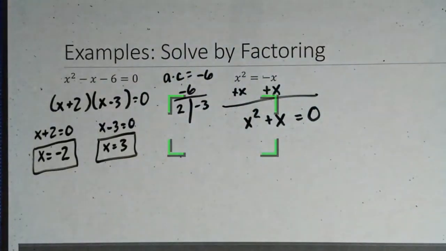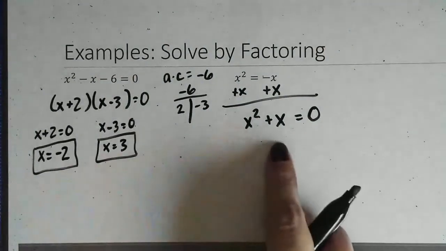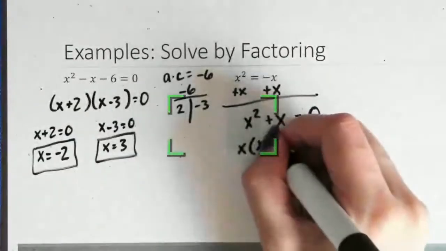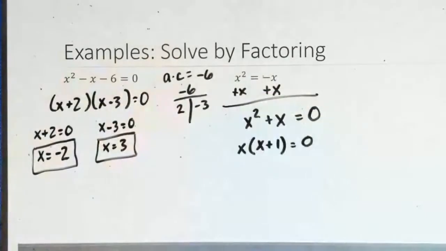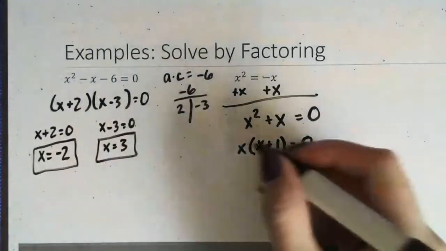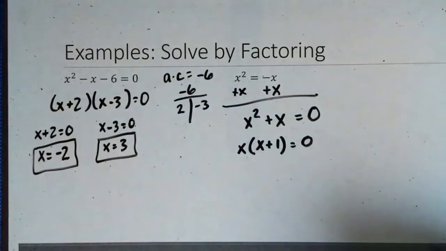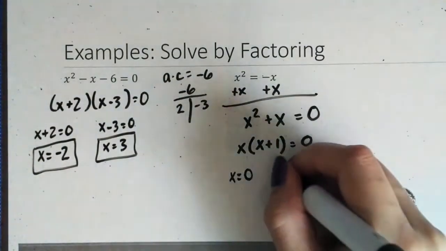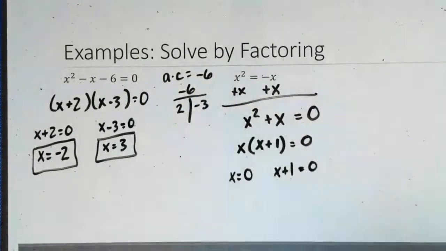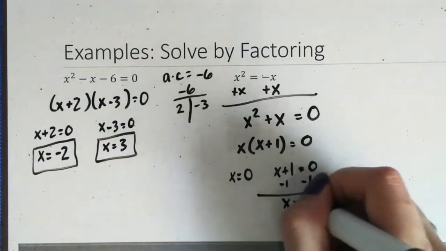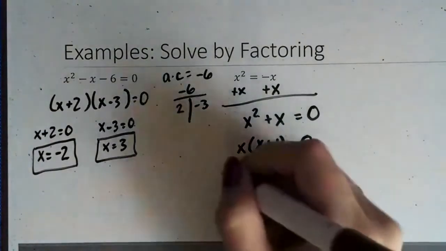Our first step in factoring always is to check for a greatest common factor. Well, between my x squared and positive x, I can factor out an x, and that will leave me with x plus 1 in parentheses. So I have x times x plus 1 is equal to 0. I now have my two things that are multiplied together that equal 0. So either x is equal to 0 or x plus 1 is equal to 0. If I subtract 1 from both sides, I get x is equal to a negative 1.